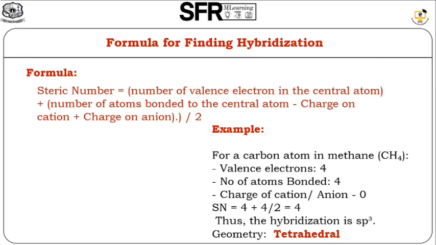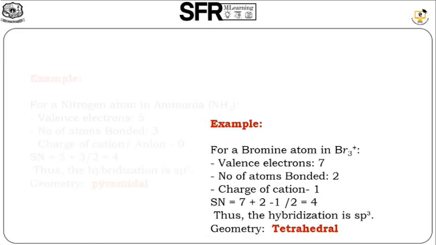For example, with the same example, methane, we have to predict the geometry of the methane. Carbon is the central atom in the methane molecule. So the valence electrons present in the carbon are 4. The number of atoms bonded is 4. There is no charge on the molecule, so the charge of cation or anion is 0. Applying the formula, steric number is equal to 4 plus 4 divided by 2, which is equal to 4. Thus the hybridization of the molecule is sp3. The geometry is tetrahedral.